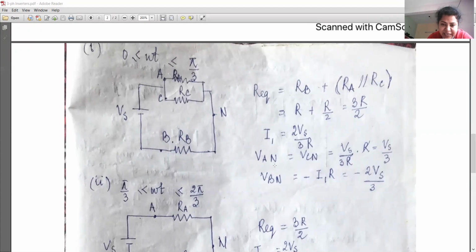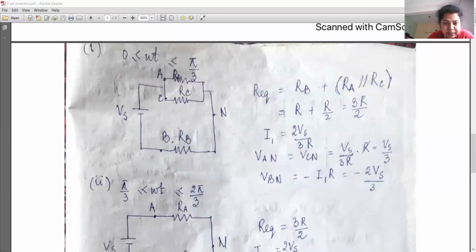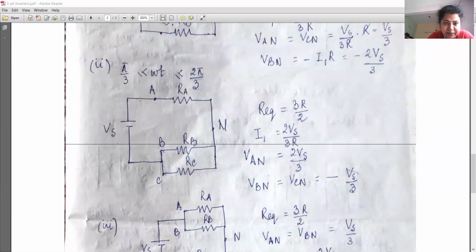So what we get is VAN is equal to VCN is equal to Vs by 3 and VBN is equal to minus 2 Vs by 3. So we draw the waveforms of VAN, VCN and VBN and we get a waveform like this for the interval 0 to 60 degree. This is VAN, this is VCN, both equal to Vs by 3 and this is VBN, which is equal to minus 2 Vs by 3.